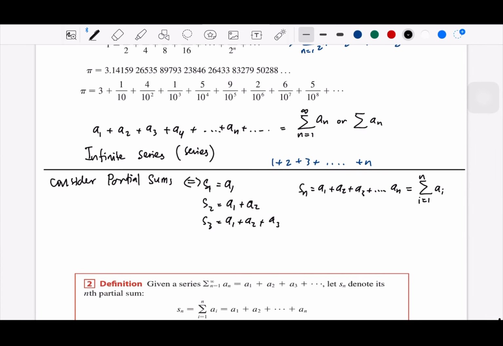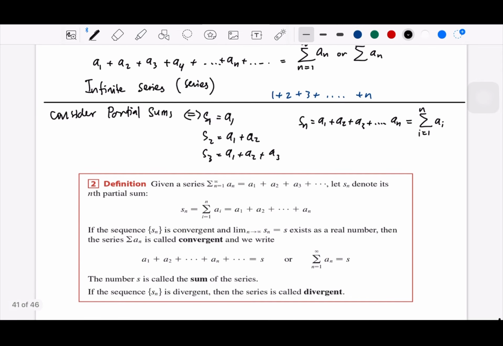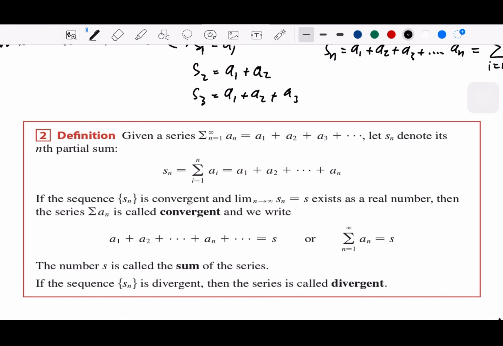Now we could take some definition from all of this. If we take the series, let's say we have the sum of an, and it's equal to a1 plus a2 plus a3 plus dot dot dot, and then we could write the partial sum as Sn. This is really important here.